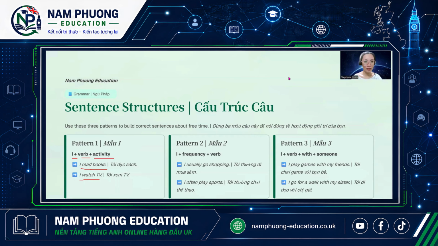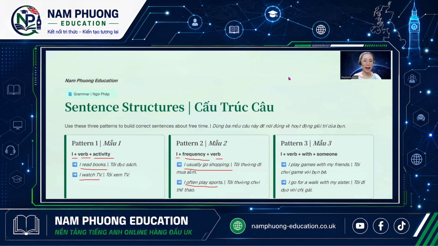Pattern number 2, we follow I plus frequency plus verb. For example, I usually go shopping. Please repeat. I usually go shopping. I often play sports. The frequency word comes before the main verb.